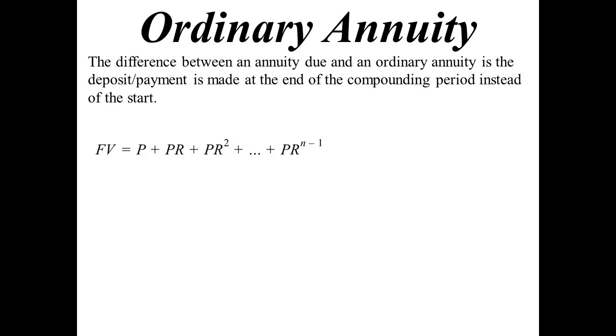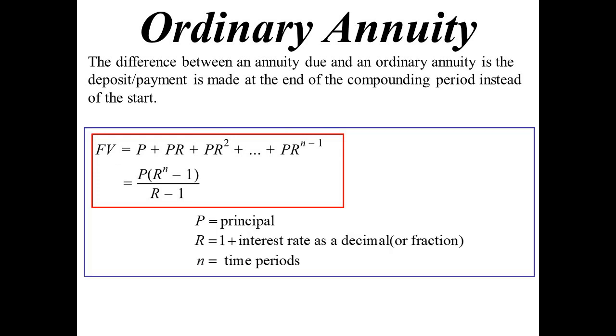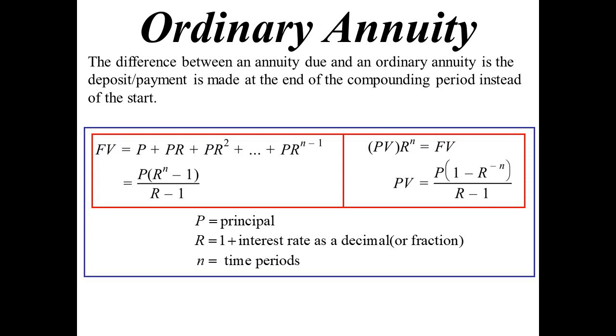Remember, future value turned out to be that. It was just our geometric series. P was principal, interest rate, time periods for N. Okay. We also saw that present value, R to the power of N, was equal to the future value. So that was the formula we came up with for present value.